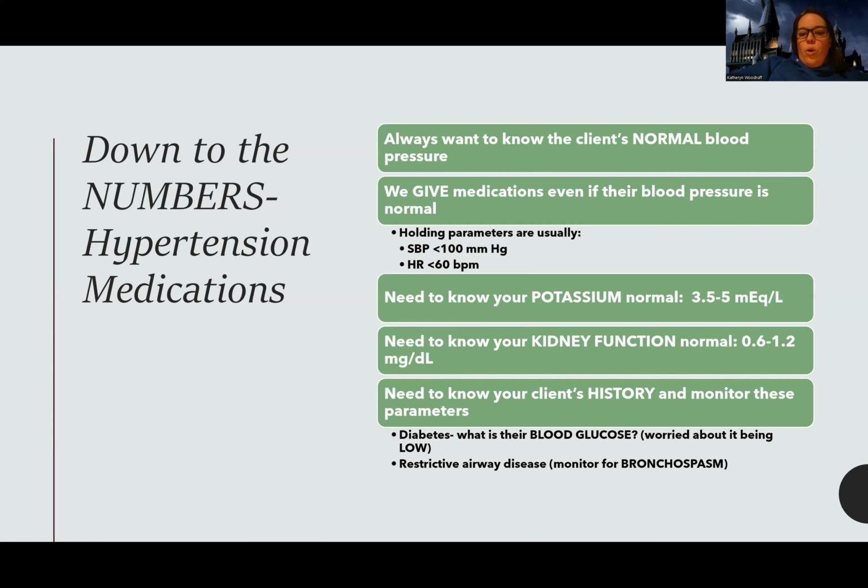And then as a whole, as you're giving medicines as the nurse, you want to know the client's history and other things that could be affected by medication. So if they're diabetic, what's their blood glucose? Because I'd worry about it being low. Or if they had hypoglycemia, it might be masked. Which medication was that? Beta blockers. So all beta blockers can hide that blood sugar drop. And then restrictive airway disease, that's just the non-cardioselective beta blockers. I'm going to monitor for that bronchospasm.